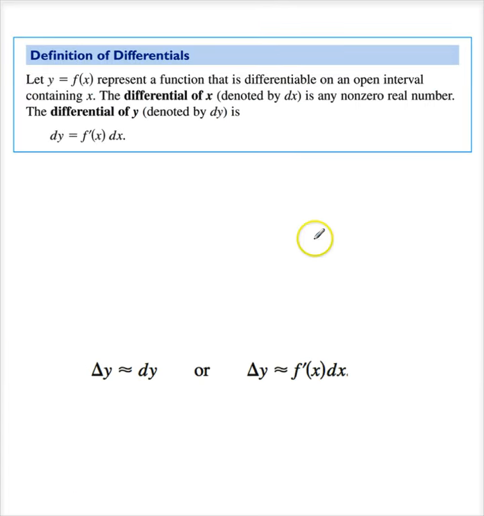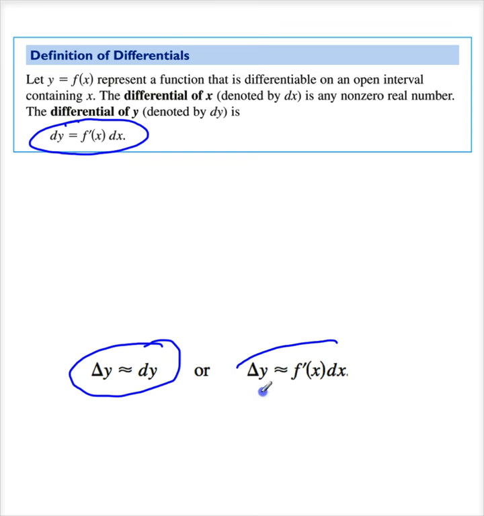Now the definition of a differential is we're going to define the differential to be dy equals f prime dx. And we're going to use the approximation that delta y is approximately dy, and delta y is approximately the slope times dx, or f prime times dx.